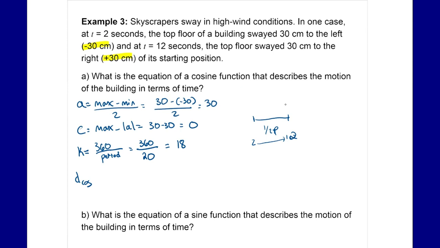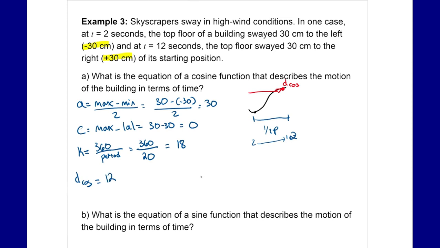Oops, this is kind of reversed. Maybe something like this. We know it's going to take 12 seconds to get to this maximum, which is our d cosine, or horizontal shift for cosine. So that is going to be 12.